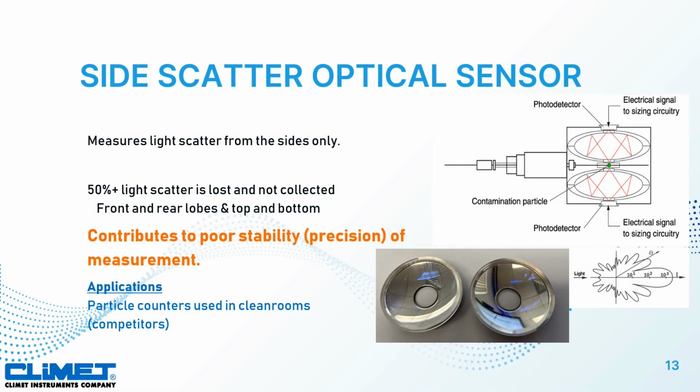Next, we have a side scatter optical sensor, or as shown here, a dual side scatter optical sensor. Although this sensor design has better collection of light compared to a forward scatter sensor, you lose light scatter coming off the back and front lobes, as well as the top and bottom of the view volume. This type of sensor is used by Climate's competitors, and is one of the root causes for its wide distribution and inability to statistically maintain an ISO-compliant calibration over time.